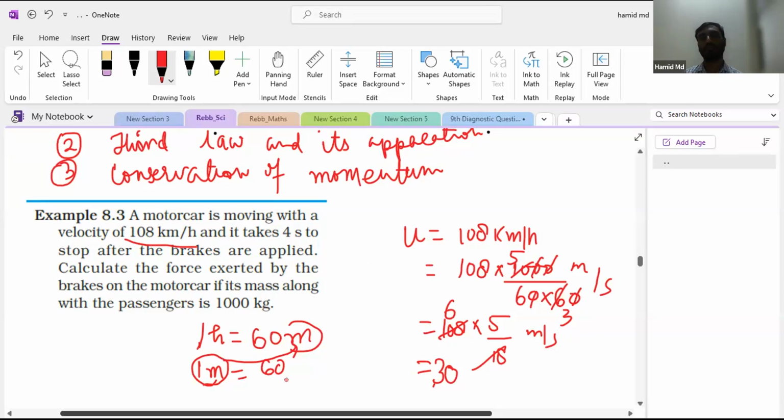So it is meter per second, right? In 1 hour there are 3,600 seconds, right? Yeah. Got the point? Yes, sir. Any doubt? No, I got it, sir. Any confusion or contradiction with this rule?